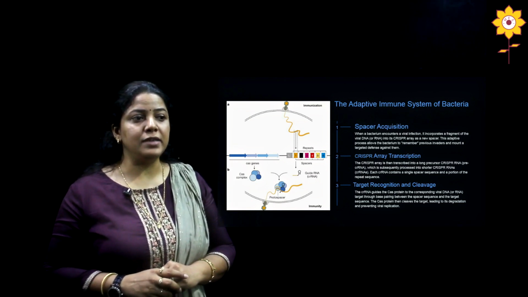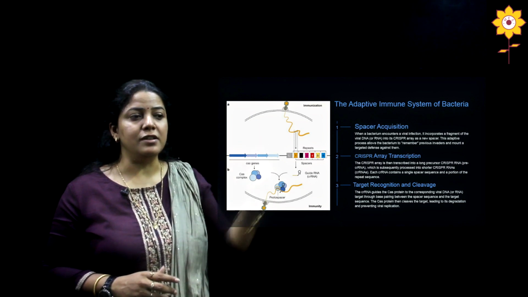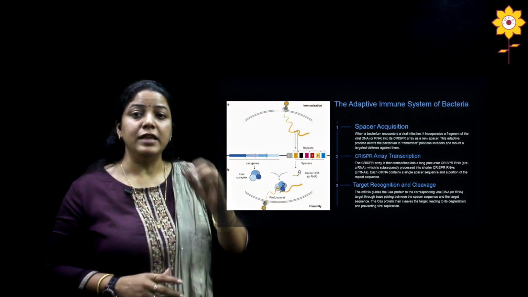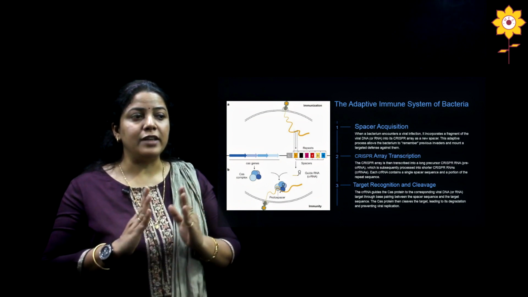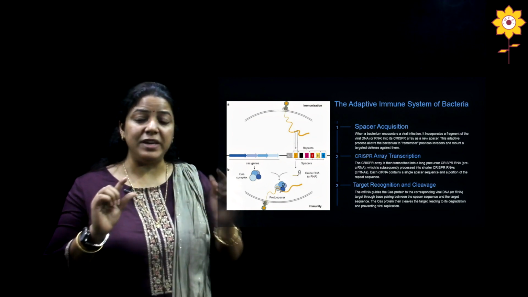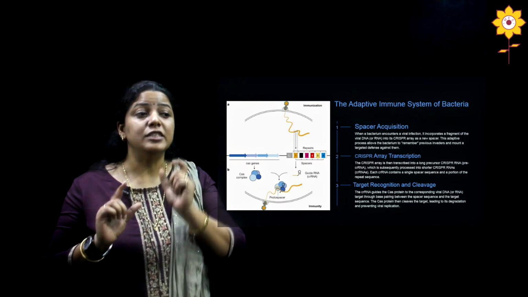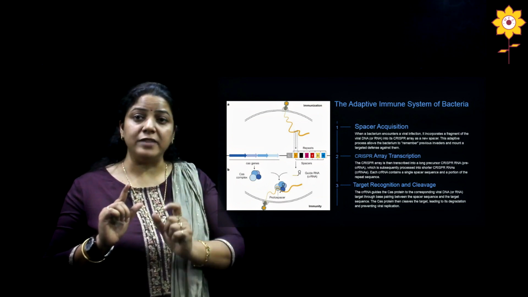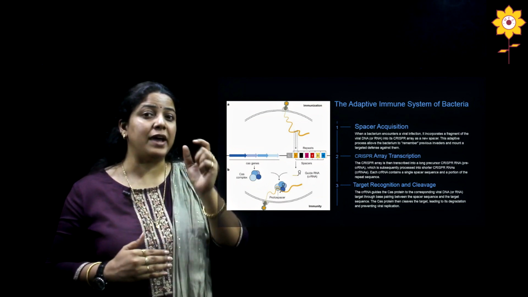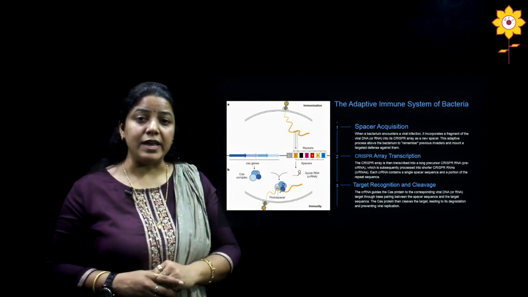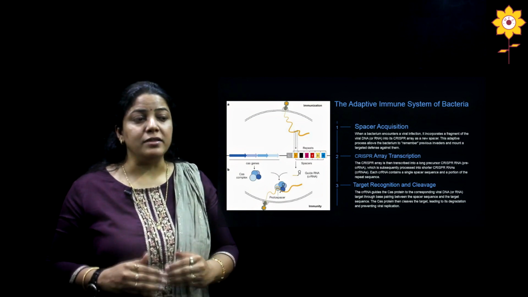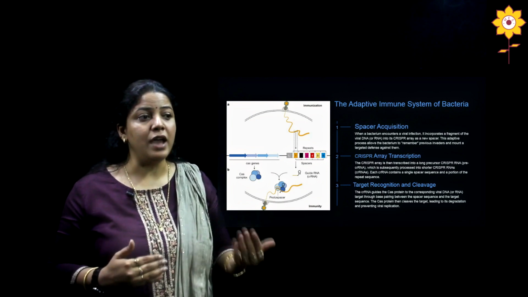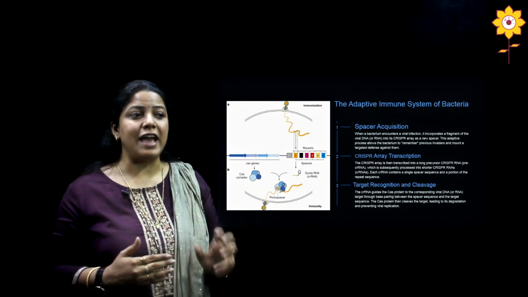Here you can see these different colors representing the repeats that are there. These are called your spacers. So there are some repeats, and in between them there are spacers. These spacers are going to be replaced by the snippets of these viruses which are attacking the bacteria. So either it is the viral DNA or the RNA, and it gets attached to it.